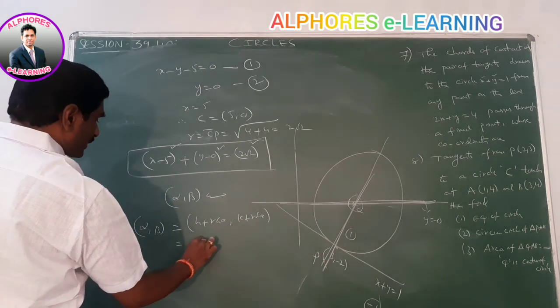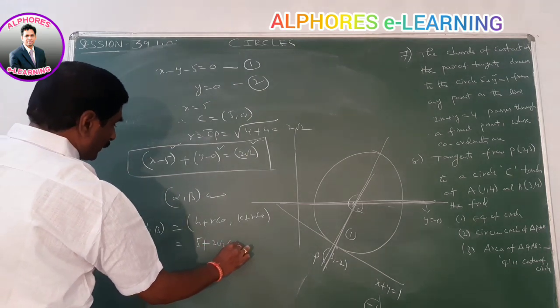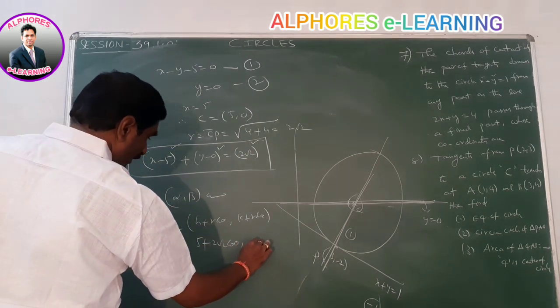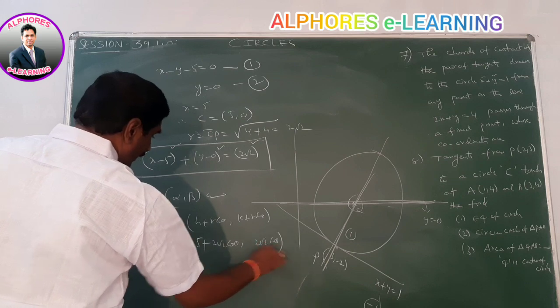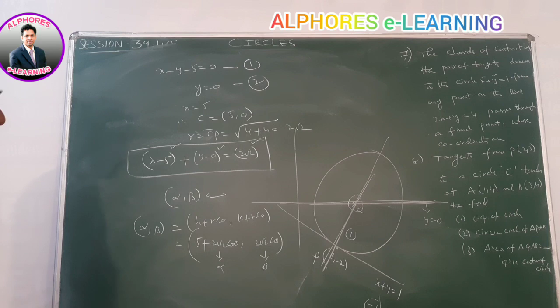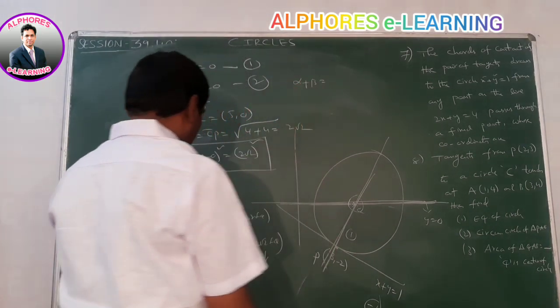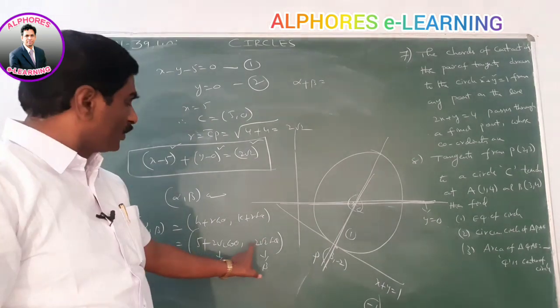What is the value of h? It is 5, plus the radius of the circle, which is 2 root 2 cos theta. Okay, k is 0 plus 2 root 2 sin theta. This is alpha, this is beta. Now, we find the maximum value of alpha plus beta. What is the value of alpha plus beta? Alpha plus beta is equal to 5 plus 2 root 2 cos theta plus 2 root 2 sin theta.